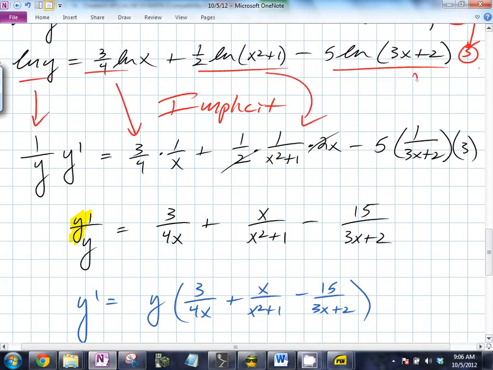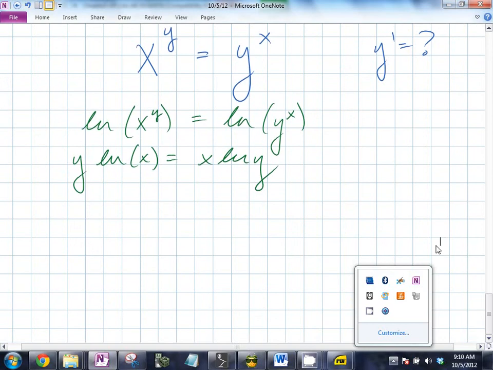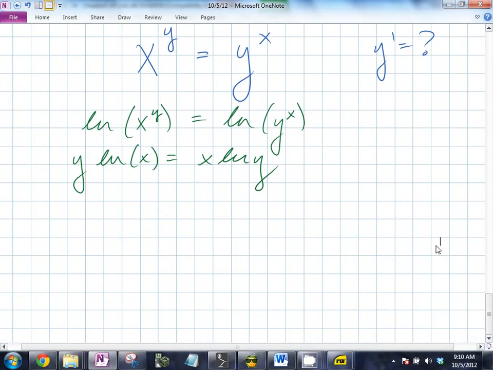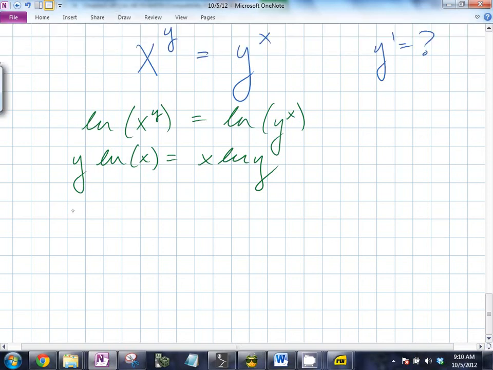So now we can differentiate both sides using what rule? We're going to implicitly differentiate, but what rule while we're implicitly differentiating? Product rule. The derivative of the first times the second plus the first. What's the derivative of ln x? 1 over x equals the derivative of the first times the second plus what? Times 1 over y, y prime.